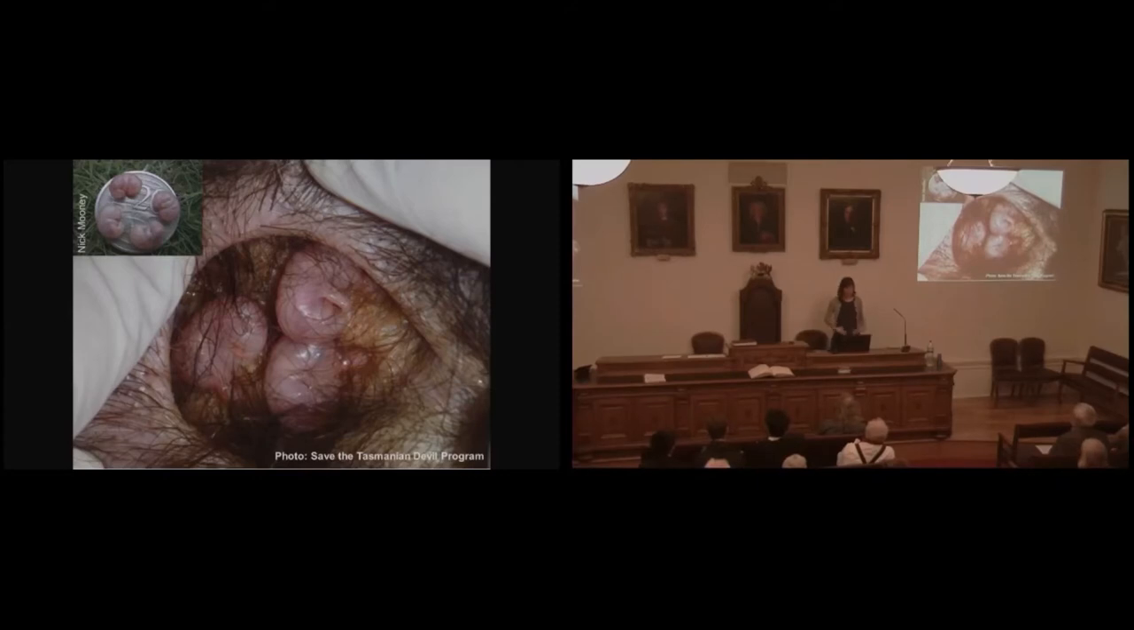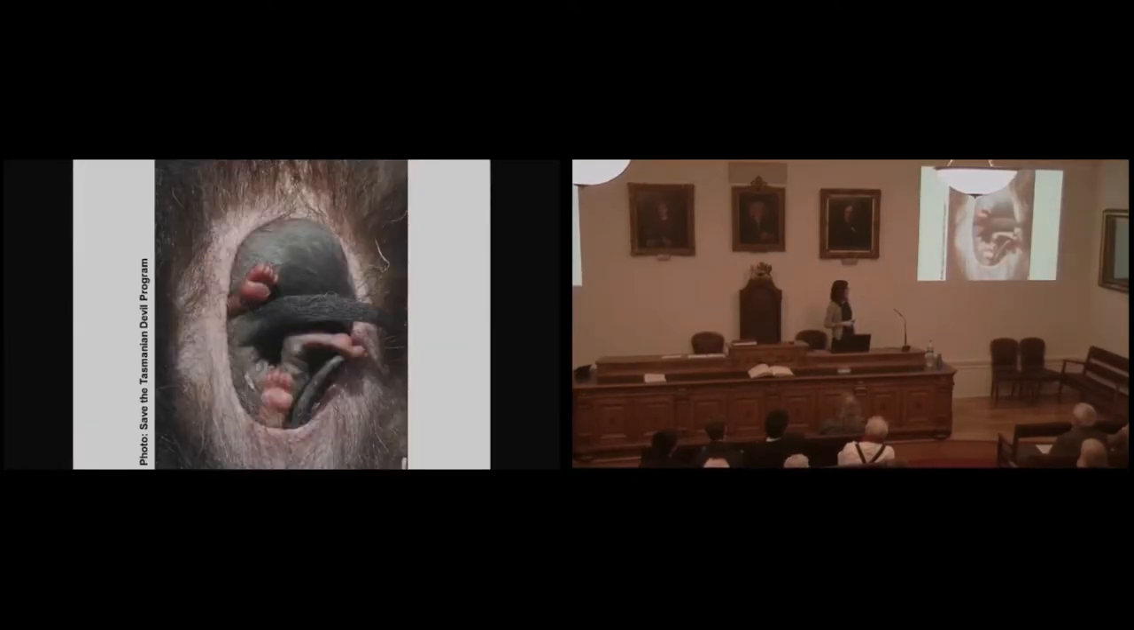So normally when we think about pouches, we think about kangaroos, which have upward-facing pocket-like pouches where the young can kind of develop. Tasmanian devils, on the other hand, have downward-facing pouches. It's basically a fold of skin on their belly. And after some time, the young just become a bit too big and start falling out.